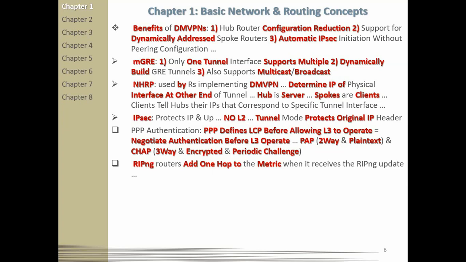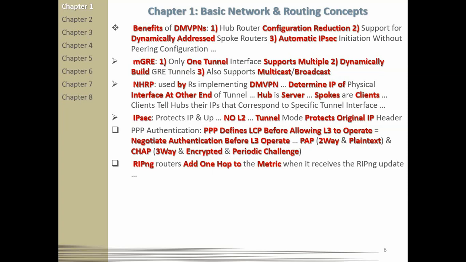PAP is basic two-way authentication with plain text username and password being sent, whereas CHAP uses periodic challenges in order to make sure that the source is still valid and is considered a secure PPP authentication protocol because it has encryption, so three-way encrypted, and also periodic challenge to make sure that the source is still valid. These three are the characteristics of CHAP.